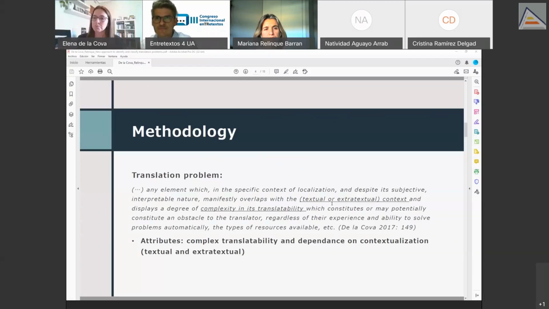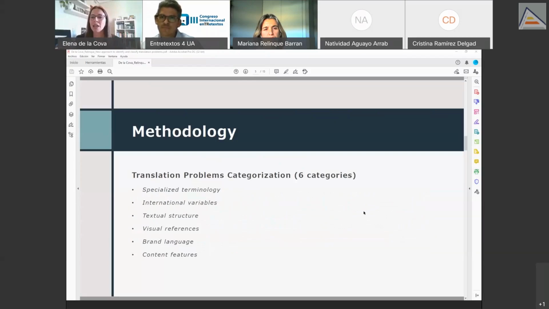the process. So once students had assimilated and understood this definition, they started identifying translation problems in the texts, in the projects where they worked, and they categorized translation problems according to these 6 categories: specialized terminology, international variables, textual structure, visual references, brand language, and content features.